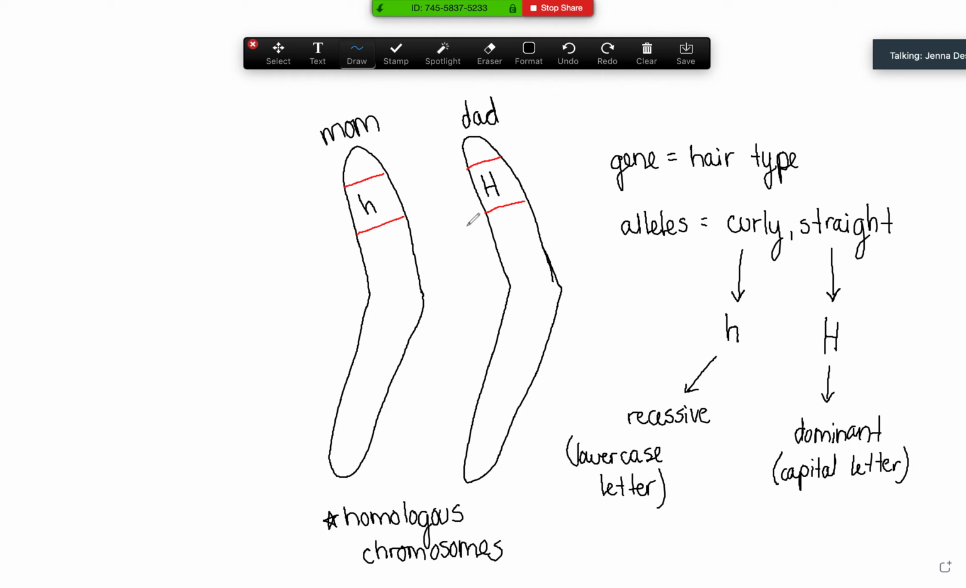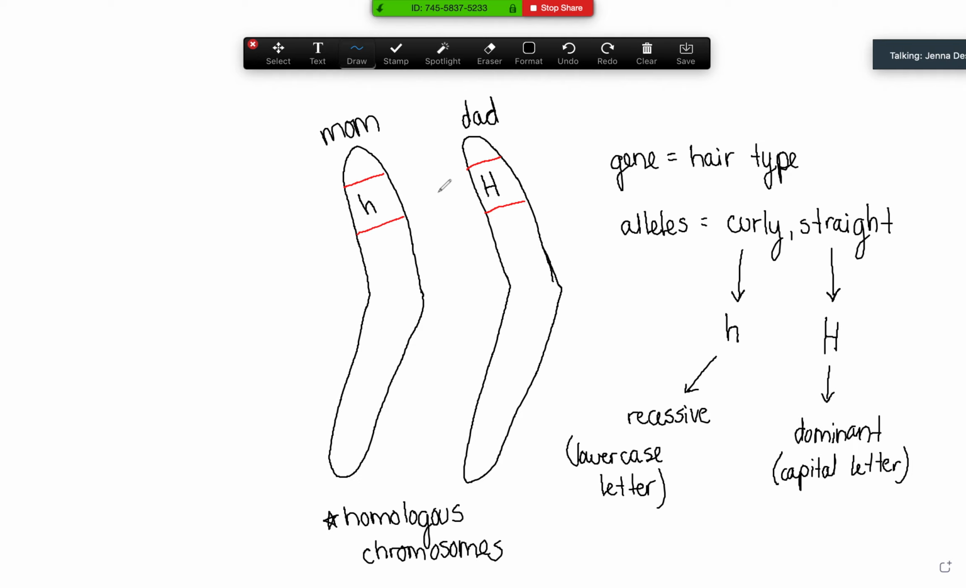Okay, and remember these alleles were passed down from your parents. This doesn't necessarily mean that your dad has straight hair and that your mom has curly hair, but these are some of the alleles that they passed on to you. Okay, so let's say that these are your genes right here, your alleles.